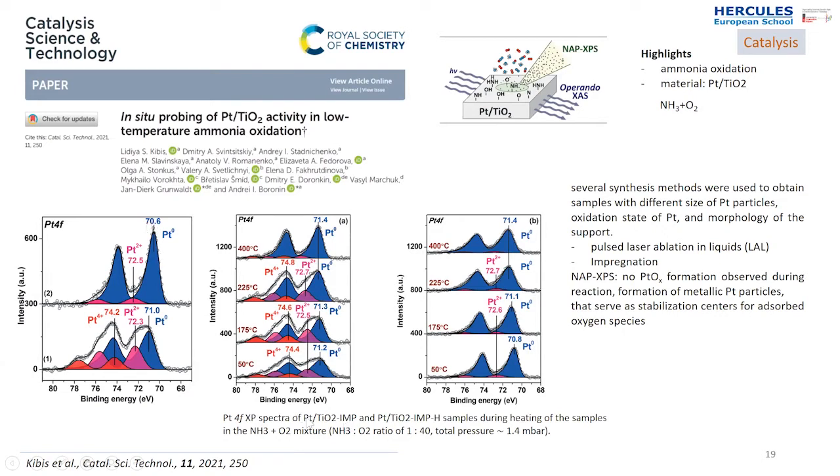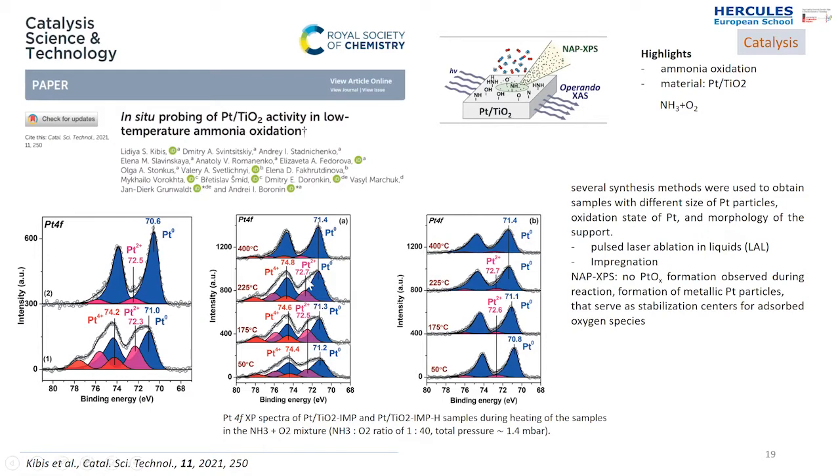So IMP is impregnated and H means impregnated sample reduced. You can see that as received, there is again a combination of metal platinum and those two oxides, Pt2+ and Pt4+. However, after reducing, the Pt4+ PtO2 completely changed to metal platinum and platinum PtO.